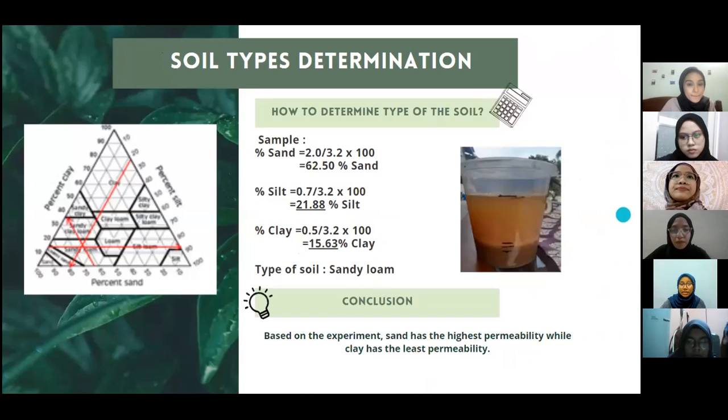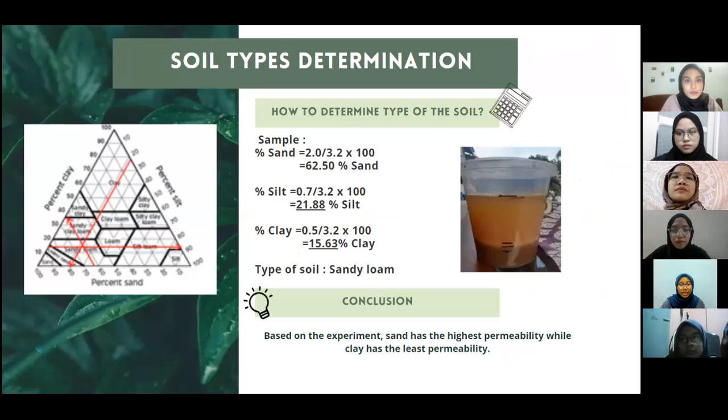So how to determine the type of the soil? First, we can calculate the percentage of sand, silt, and clay in each soil by dividing the height of each layer by the total height and multiplying by 100. Then we can refer to the soil texture triangle in order to identify the type of the soil for each sample.